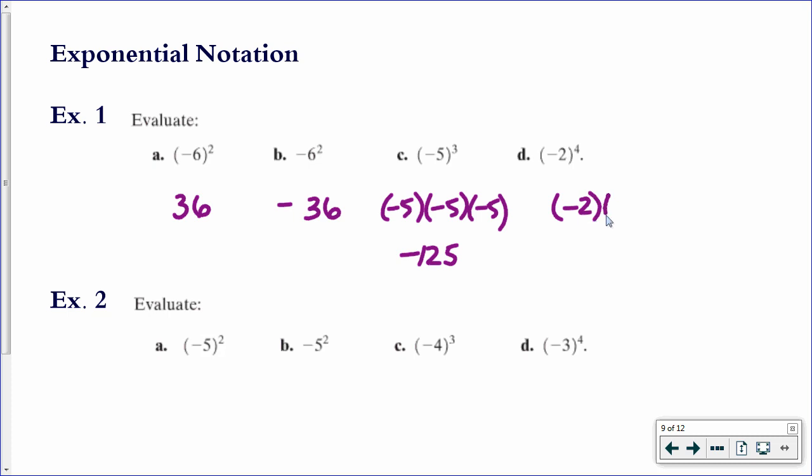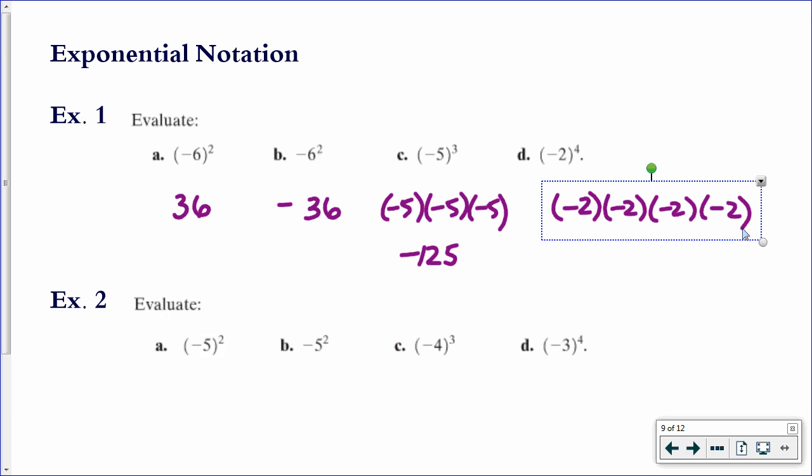Whereas this last one, the base is negative, but because there are 4 of them, the final result is going to be positive. 2 times 2 is 4. Another 2 times 2 is 4, and 4 times 4 is 16. And then there are a few more examples there for you to practice. Again, I won't, in the interest of time.